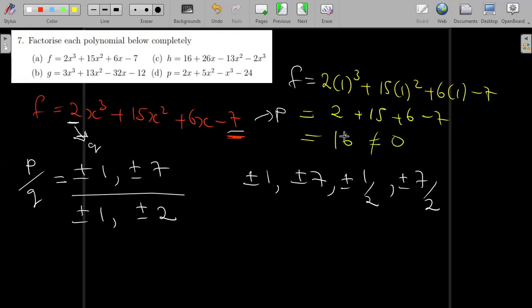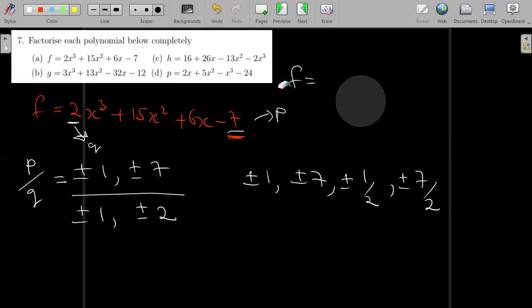So what does this mean? This means that 1 is not a root of this polynomial. So it's not that, but I can still try another one. Let me try. So I move on to trying -1 now.